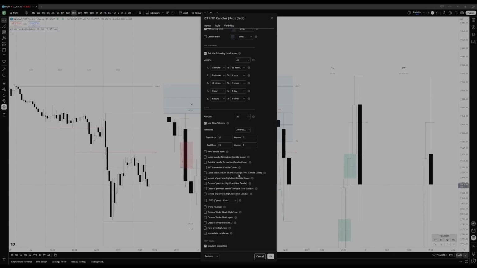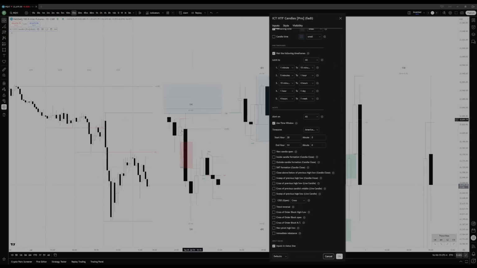Close above or below previous high. This is when a candle closes, for example, this candle right here closed below this candle's low. So it crossed it and closed. The sweep of previous candle high or low on candle close. So in case of these candles here, it swept it, came back and closed. So now that's a sweep on close.